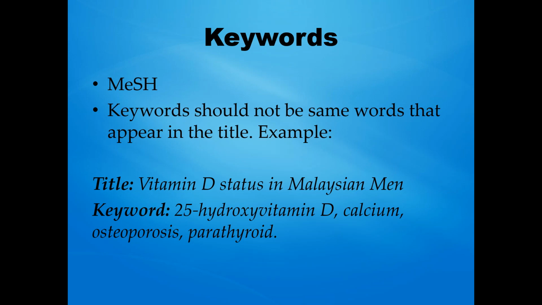So when an interested audience searches PubMed, for example, vitamin D and osteoporosis, this keyword will guide the readers or audience to your articles. That's why the keywords that you use should not be the same as the words in the title, because it will be a waste of space. And it also limits the search results or the searchability of your article.